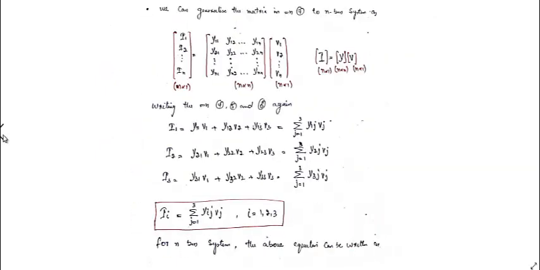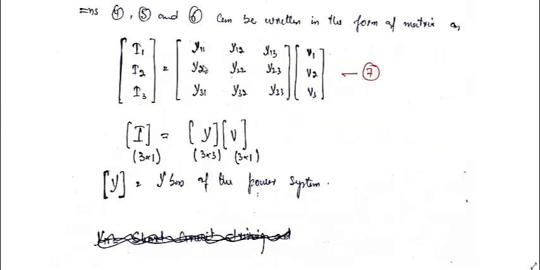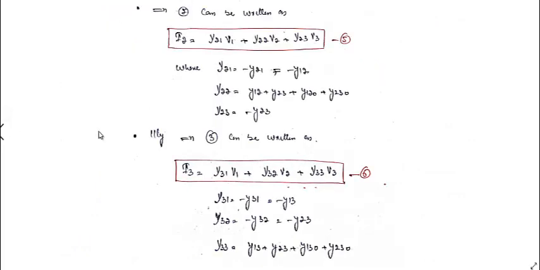Now you can see it from here and just come back to this. You can see here y11, y12, and y1n. Let's just talk about y13. y11 plus y12 plus y13. When you add them here, y12 and y12 will cancel out, and y13 and y13 will cancel. There remains only the shunt elements. That is what this means.